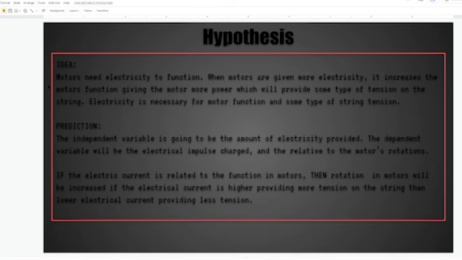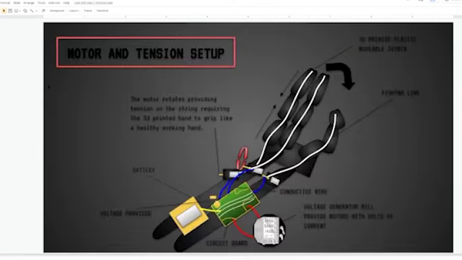My prediction: the independent variable is going to be the amount of electricity provided. The dependent variable will be the electrical impulse charge, relative to the motor's rotations. If the electric current is related to the function in motors, then rotation in motors will be increased. If the electrical current is higher, providing more tension on the string, then lower electrical current provides less tension.